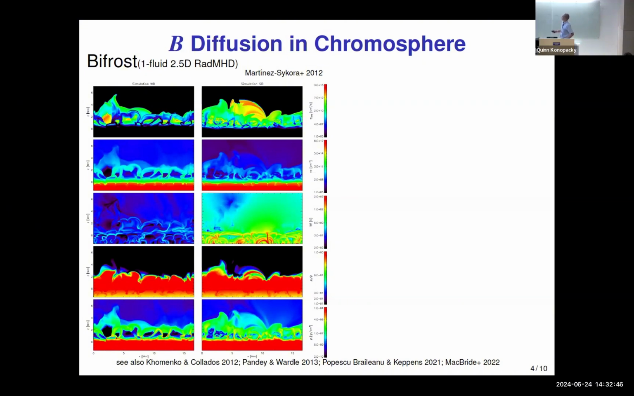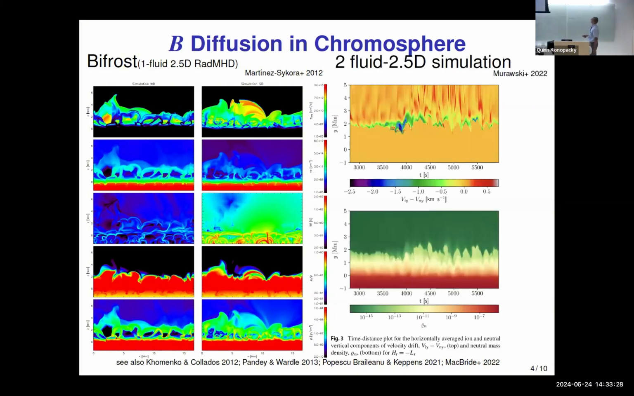There are many panels. The left case is for weak magnetic field, and the right is for strong magnetic field. I'd like to explain only the top panel and the fourth panel. The top panel shows the magnetic diffusivity by ambipolar diffusion. In the chromospheric region, ambipolar diffusion seems very important. The fourth panel shows the neutral density over total density. In the chromosphere, the neutral is the dominant component.